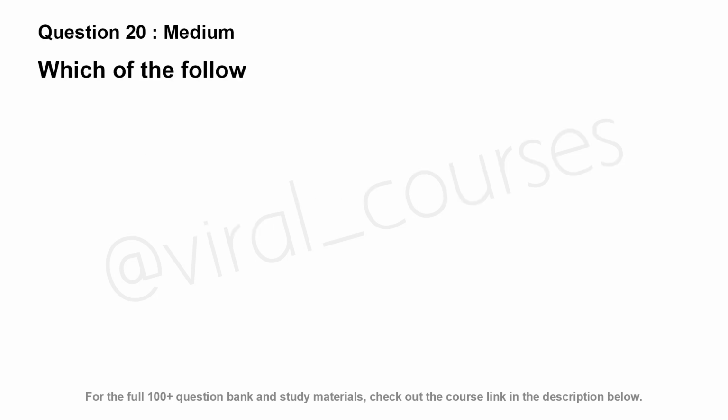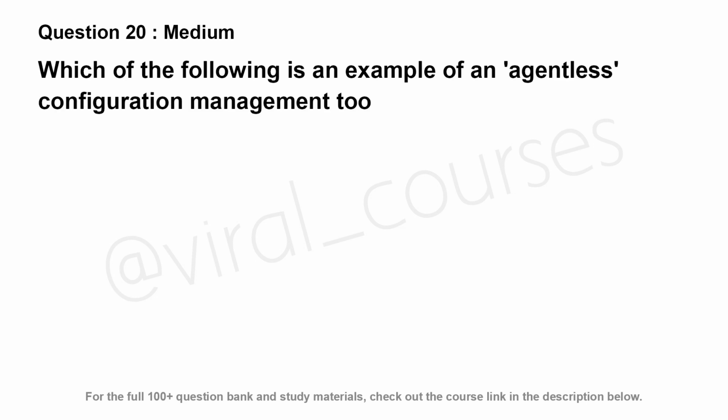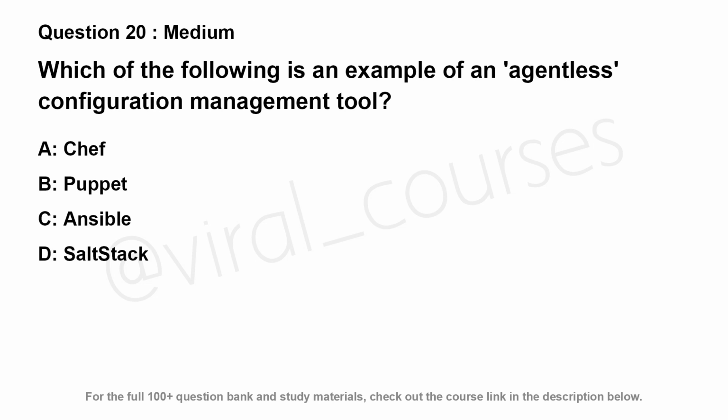Which of the following is an example of an agentless configuration management tool? Option A, Chef. Option B, Puppet. Option C, Ansible. Option D, SaltStack.